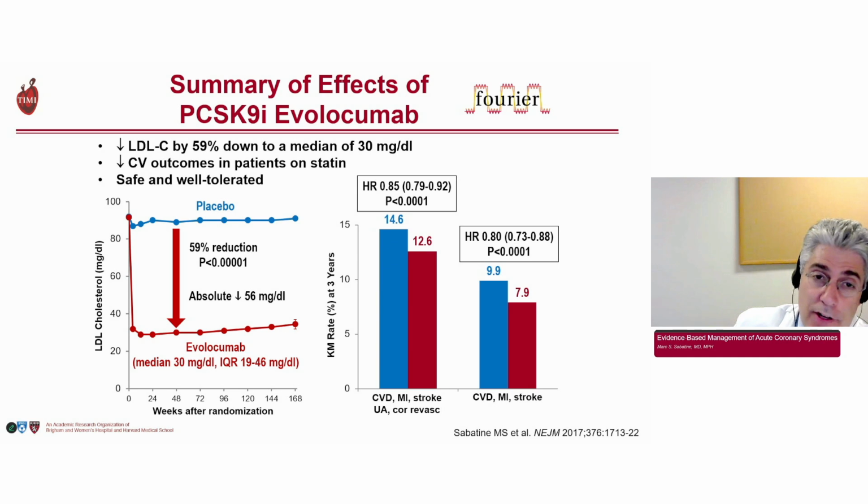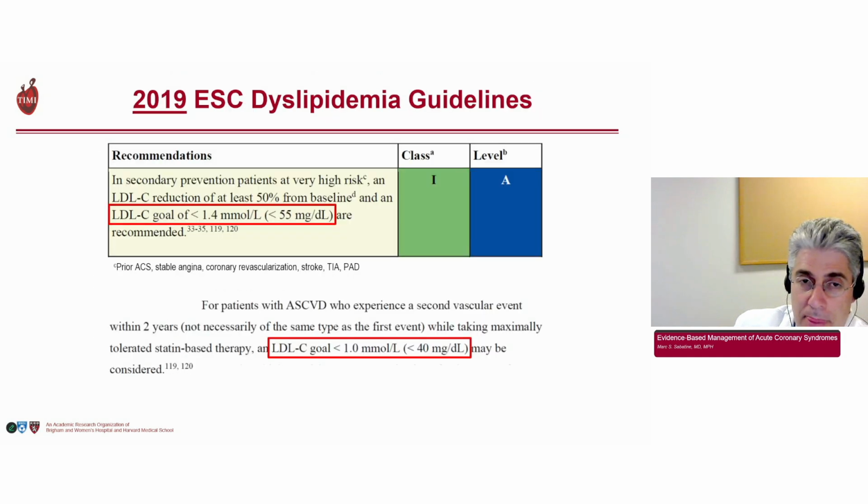And then we showed the benefit of PCSK9 inhibitors, in this case evolocumab: it reduces LDL by 60% and decreases cardiovascular outcomes, a 15% decrease in the risk for the primary endpoint, and 20% for the key secondary endpoint. So in the 2019 ESC dyslipidemia guidelines, we established a new target.